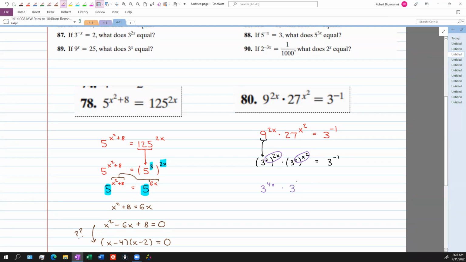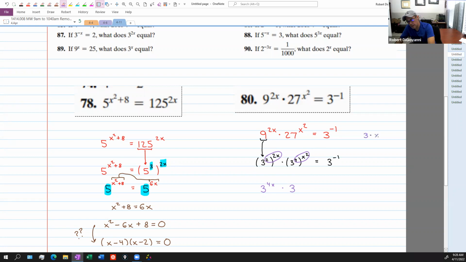Or x to the 5th, I want to say. Or x to the 6th. Think about what you're doing. You're taking the number 3, right? And you're multiplying it times x squared, right? That's what you're doing? Oh, yes. So then 3 to the x squared. 3x squared, exactly.